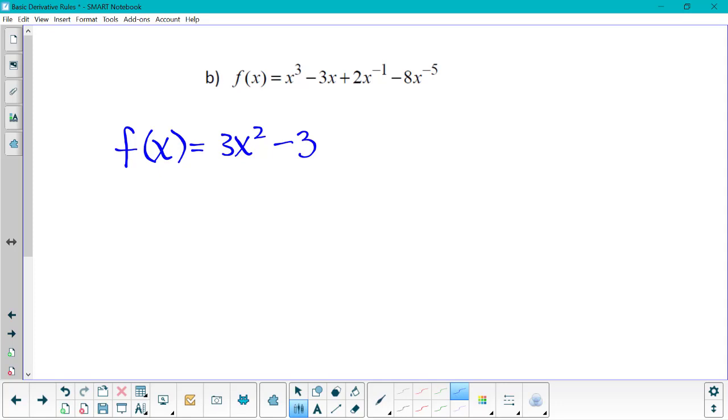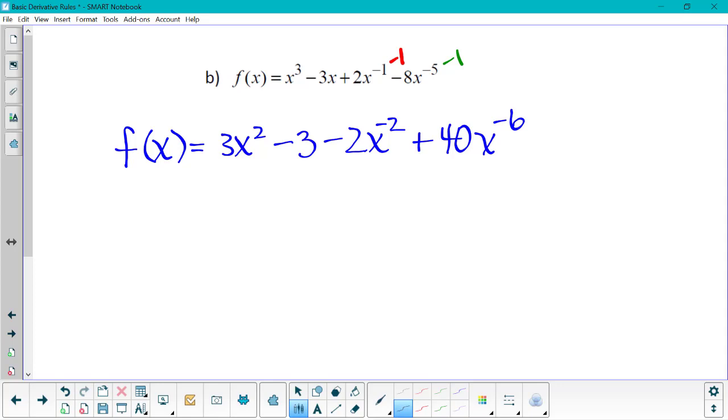Now we're going to say, okay, power rule. Negative 1 times 2 is negative 2. Be careful, subtract 1. And we get x to the negative second power. Last term, we take negative 5 times negative 8, which is positive 40. Decrease the power by 1, and that becomes x to the negative sixth.